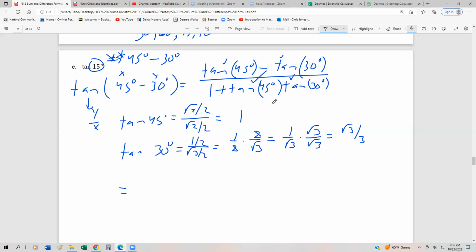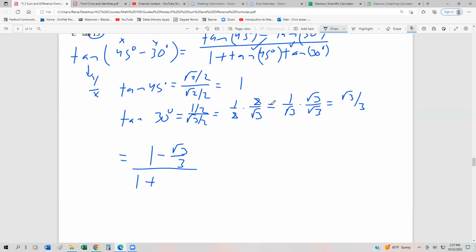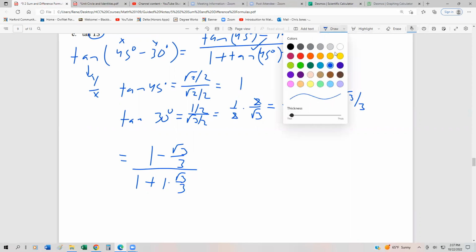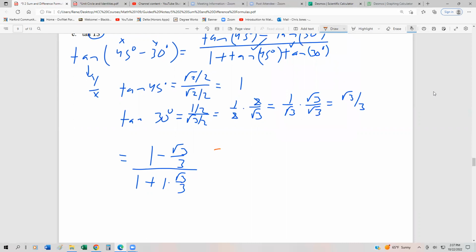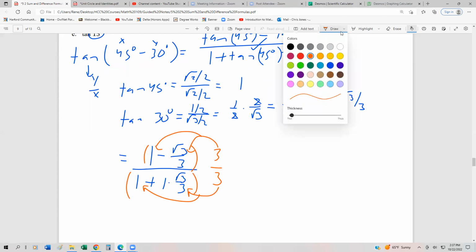Okay, so this is going to be equal to 1 minus root 3 over 3 divided by 1 plus 1 times root 3 over 3. Now here's a trick that we can use algebraically. We notice that we have these complex fractions. Okay, we don't like that. So I'm going to clean this up by multiplying by 3 on top and 3 on the bottom. This is an algebraic trick that we can use to clean this up. And so if I multiply everything by 3, what that's going to do is cancel out those complex denominators, or the complex fraction.